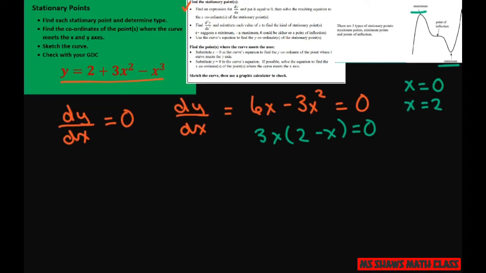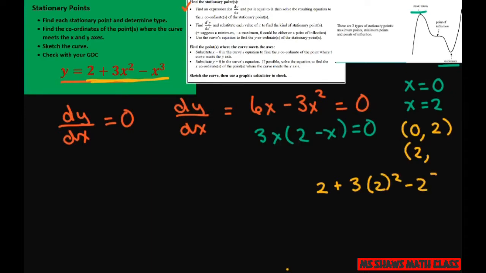Now you can plug the points back in to see the exact points. So if I plug in 0 into this, I'm just going to get 2. If I plug in 2, I'm going to get 2 plus 3 times 2 squared minus 2 cubed. So it's going to be 2 plus 12 minus 8. That gives you 6. So here are our 2 points.